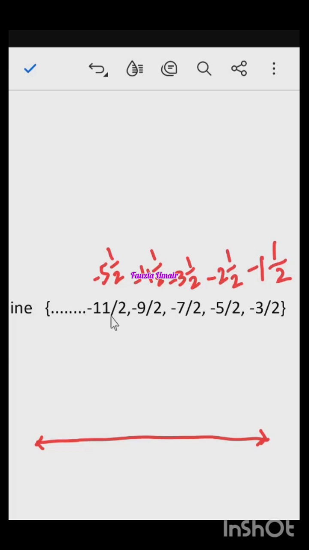Arshuman, which one is the smallest number? Hisham, beta, you were saying something? You want to say something? -5 whole 1/2. That's right. -5 whole 1/2 is the smallest. Waleed, which one is the largest then? -3/2. Excellent. This is the largest.